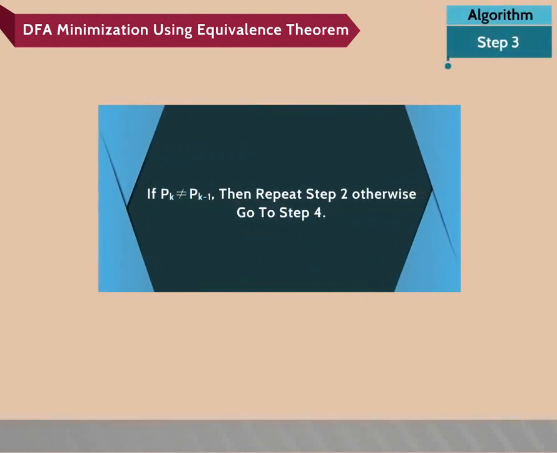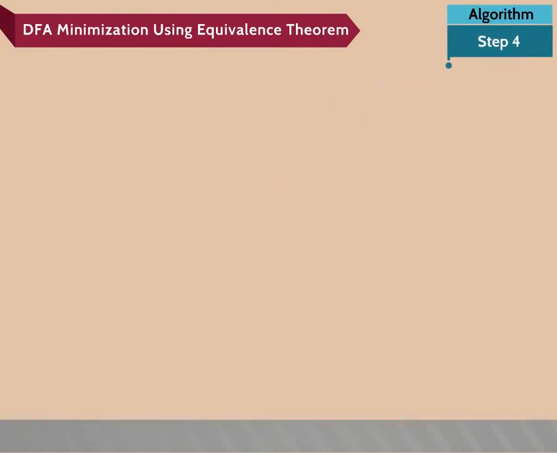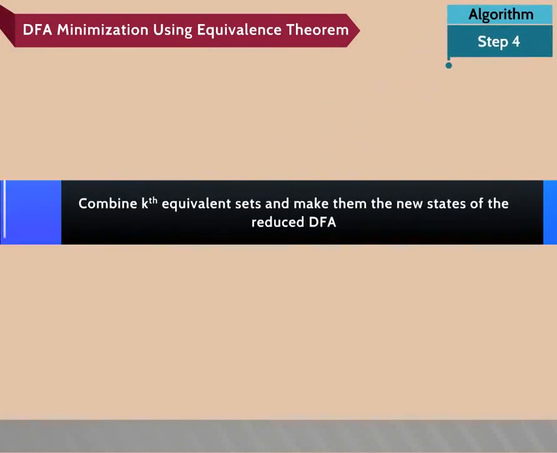Step 3. If Pk is not equal to Pk-1, then repeat step 2, otherwise go to step 4. Step 4. Combine kth equivalent sets and make them the new states of the reduced DFA.